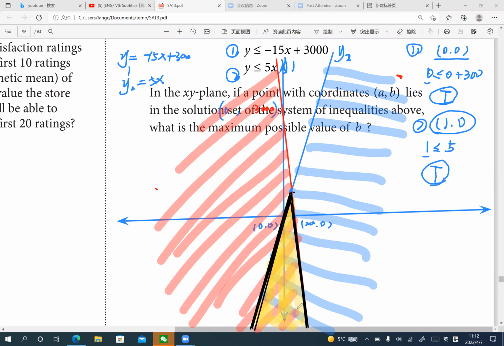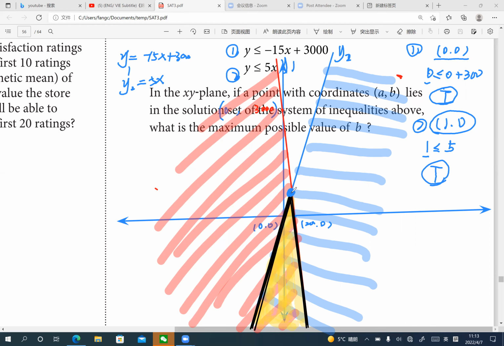our needs. Then we should check the overlapping area. I use yellow color to shade it. That means the yellow area is the feasible region defined by those two inequalities. Now the question is, what is the maximum possible value of b? We need to choose a point whose y coordinate is the maximum value. So obviously this vertex is our point.